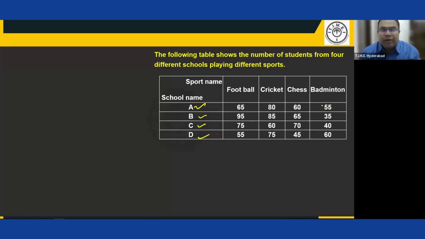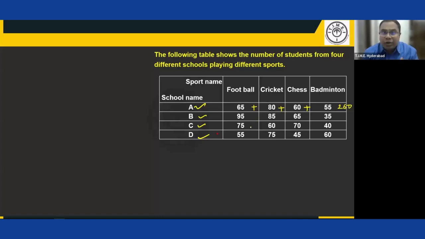Now, if I want to find out total number of students in school A, how do we get total number of students in school A? We need to add a row. 65 plus 80, 145 plus 60, 205 plus 55. So it has to be 260. Very good. Just giving an example. If I want total number of students school-wise, that means you have to do your row-wise addition.